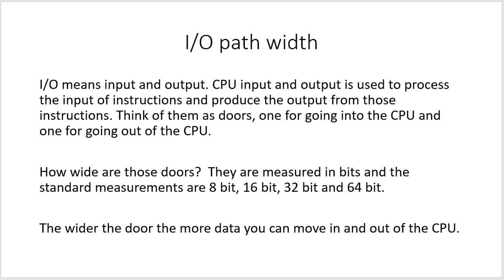I/O path width. I/O means input-output. So the CPU input-output is used to process the input of instructions, do the calculation, and then produce the output from those instructions. So think of it as doors, one for going in the CPU and one for going out. How wide are those doors? They're measured in bits. Standard measurements are 8-bit, 16-bit, 32-bit, 64-bit. The wider the door, the more data you can move in and out of the CPU.